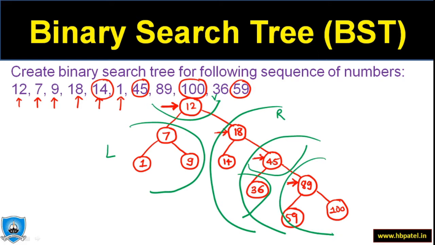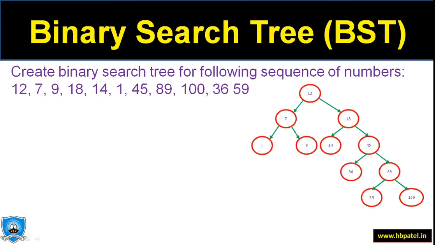So anything which is in the left hand side of 45 is less than 45, and anything which is on the right hand side of 45 is greater than 45. So now this has been tested, and of course at the same time all nodes are having maximum 2 children. That's it. So now if I erase everything, you can see this is my complete binary search tree.